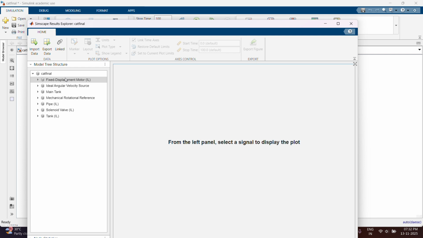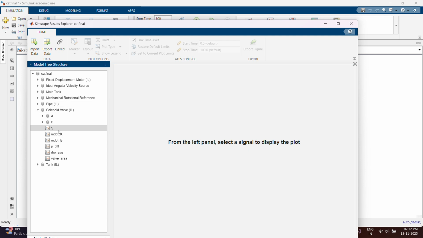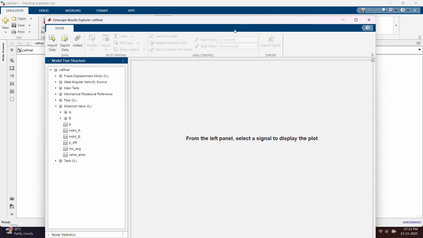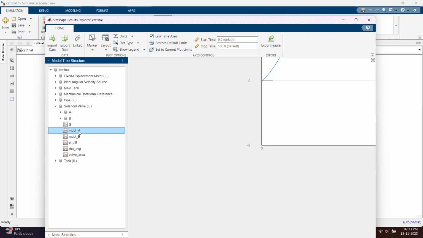As we want to see the flow through a valve, which is a solenoid valve, I'll take these two graphs, which are m dot A and m dot B. M dot A is the mass flow rate at the inlet of the valve, and m dot B is the mass flow rate at the outlet of the valve. Now the circuit is in off condition, so we'll see the m dot A value.